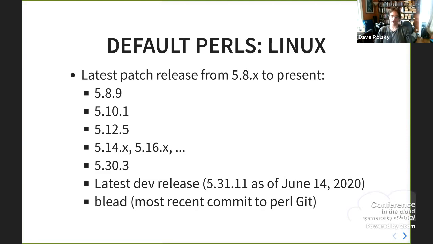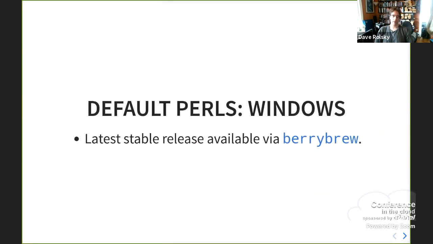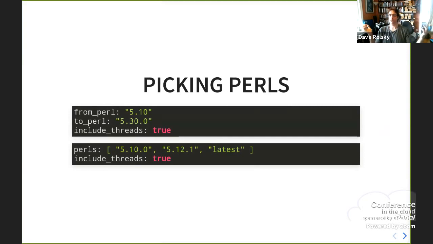By default, all the tests are just run with unthreaded Perls. There's no threading involved. On macOS, we just get the latest stable release from PerlBrew. On Windows, we use Berry Brew and get the latest stable release there. So it's whatever is available. But you can also pick the Perls you want.